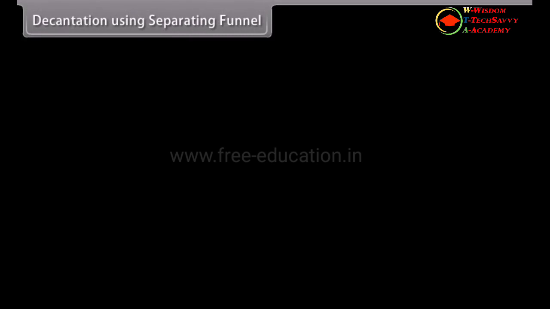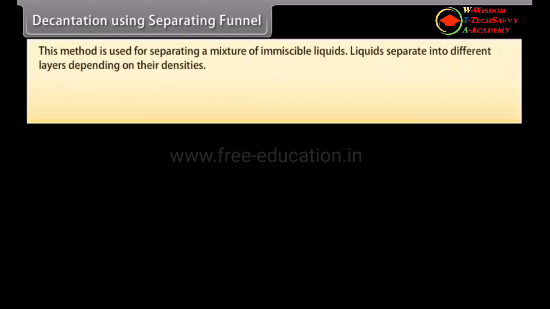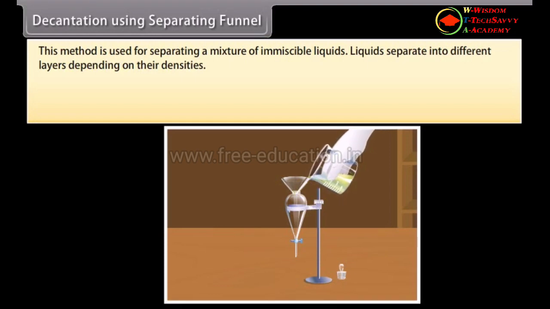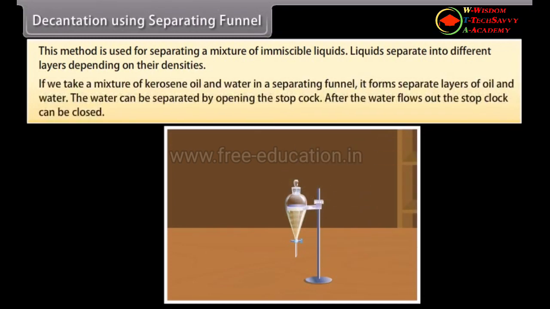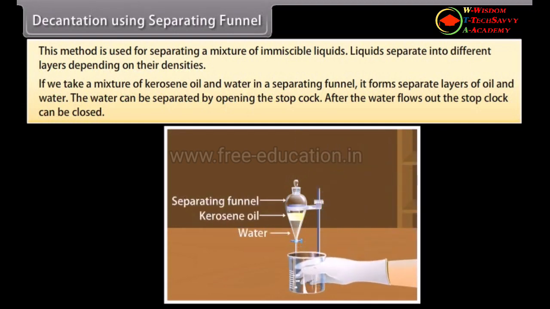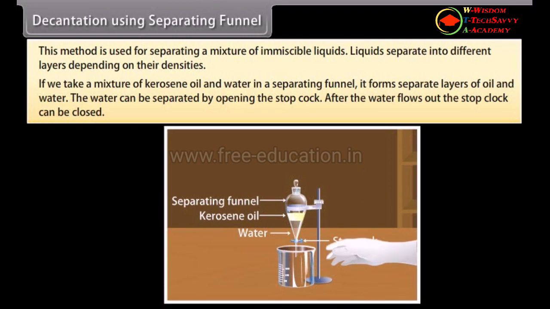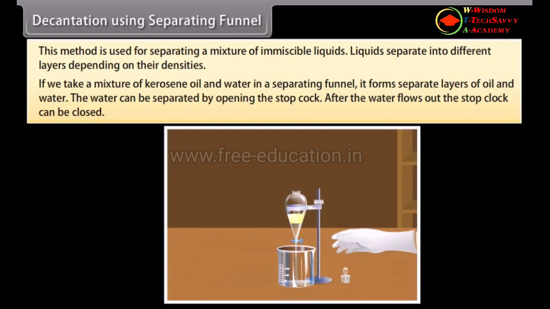Decantation using separating funnel. This method is used for separating a mixture of immiscible liquids. Liquids separate into different layers depending on their densities. If we take a mixture of kerosene oil and water in a separating funnel, it forms separate layers of oil and water. The water can be separated by opening the stopcock. After the water flows out, the stopcock can be closed.